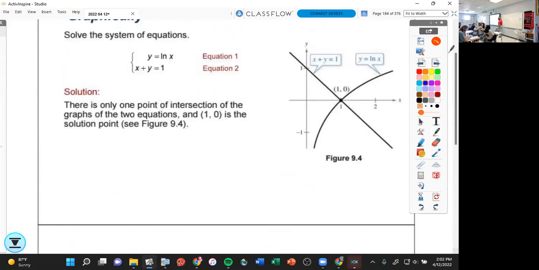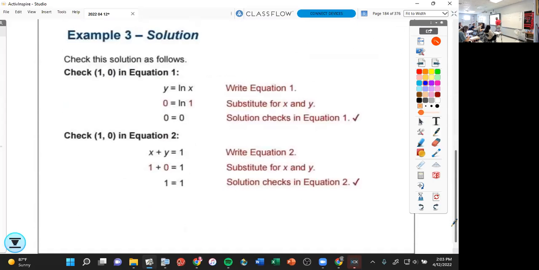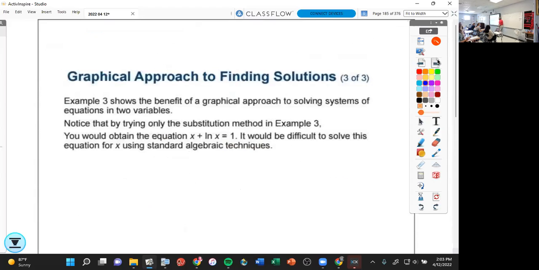Think about what this would look like if you tried to use substitution and do it manually. Well, if y is natural log of x, I'm going to take natural log of x and plug it in for y. So I now have x plus natural log of x equals 1, and I want you to get x by itself. We're not going to do it. And the notes are going to tell you you're not going to do it either.